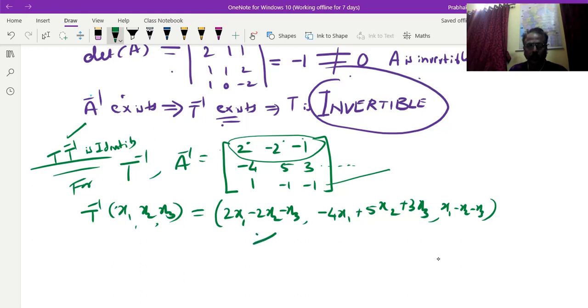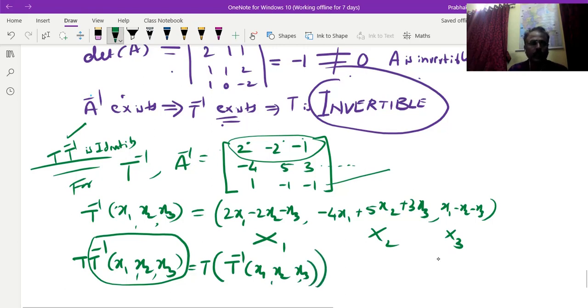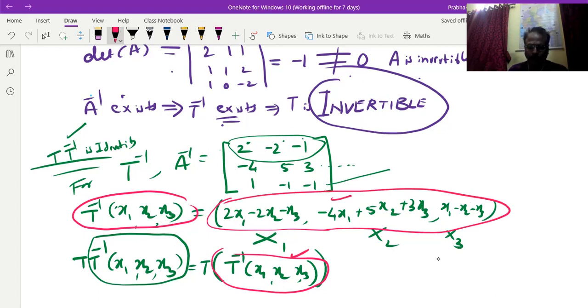So let us say this is some capital X1, this is some capital X2, this is some capital X3. Then what we have to prove for T into T inverse? T into T inverse of some x1, x2, x3 equals T of T inverse of x1, x2, x3, where first only this part gets executed. But T inverse of x1, x2, x3 is already there. These three marked things are the same, so you can replace this by this, that I am doing.